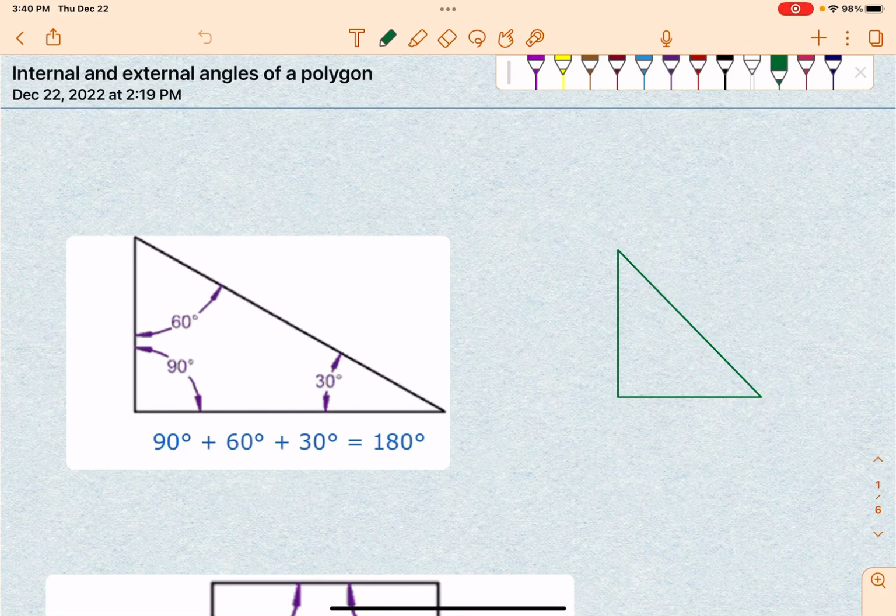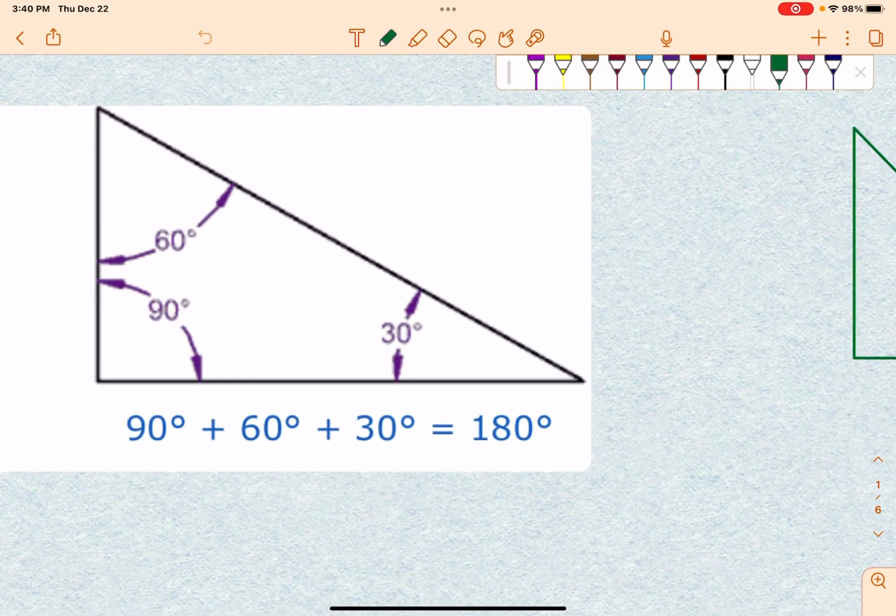Hi guys, today we're going to talk a little bit about internal and exterior angles of a polygon. So let me show you a little of what I mean. If I have a triangle here, interior angles would be these three angles. Now the thing is, on a triangle, no matter what three angles you have, it always has to total 180 when you're talking about the angles inside.